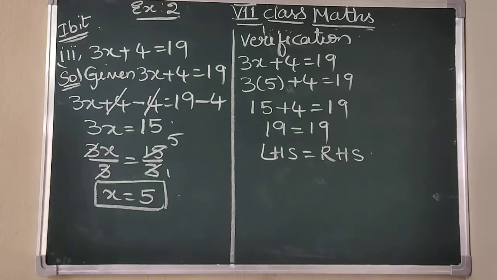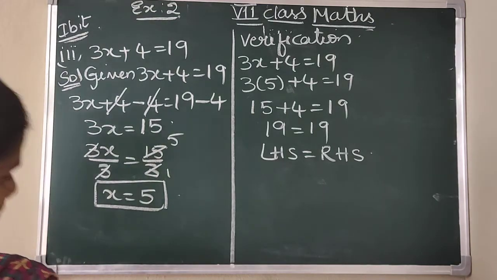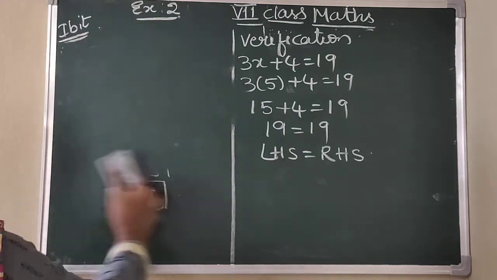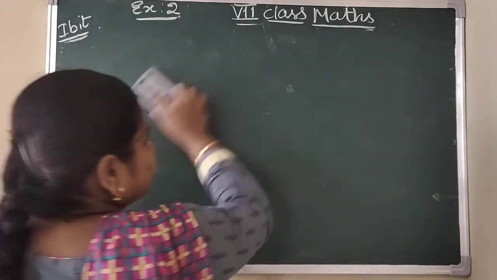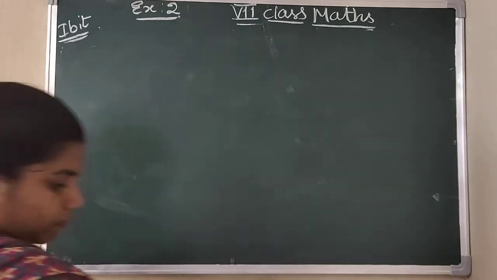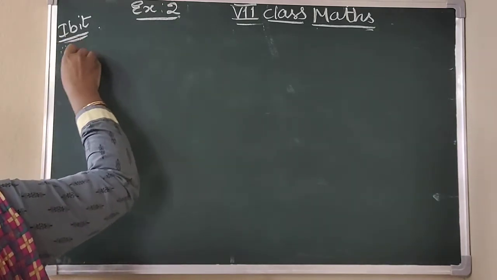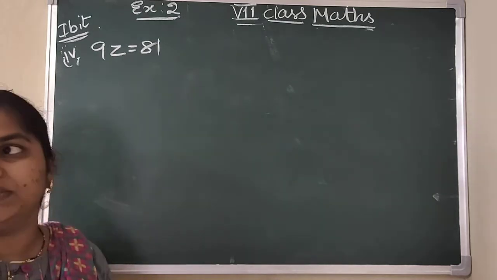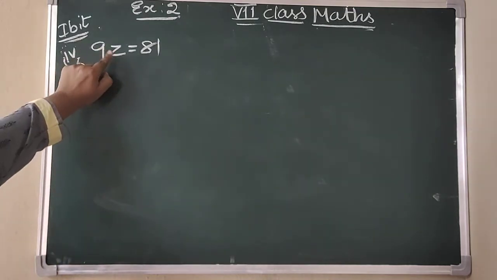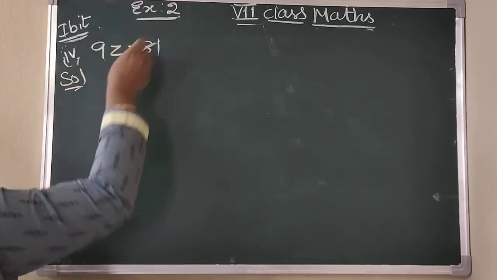Okay, so this is our third solution. Next is the fourth one. So what is the fourth one? 9z is equal to 81. Now z is linked with only one number, that is 9. And the relation between 9 and z is multiplication. So what is the transpose of multiplication? Division. So we have to divide by 9 on both sides now.